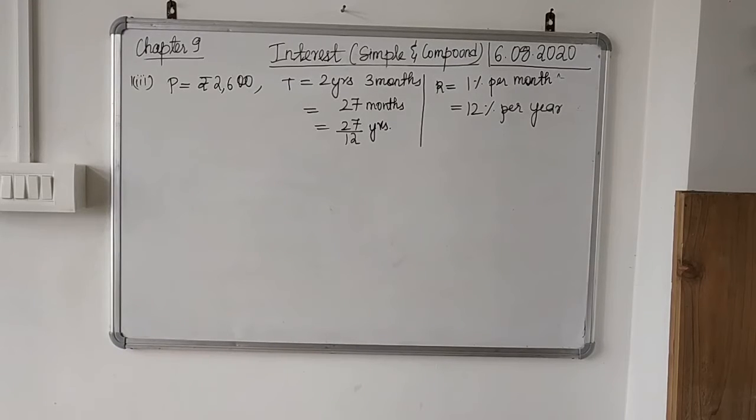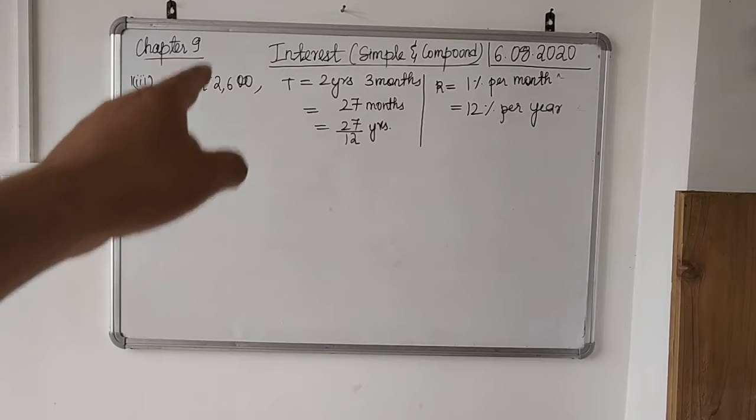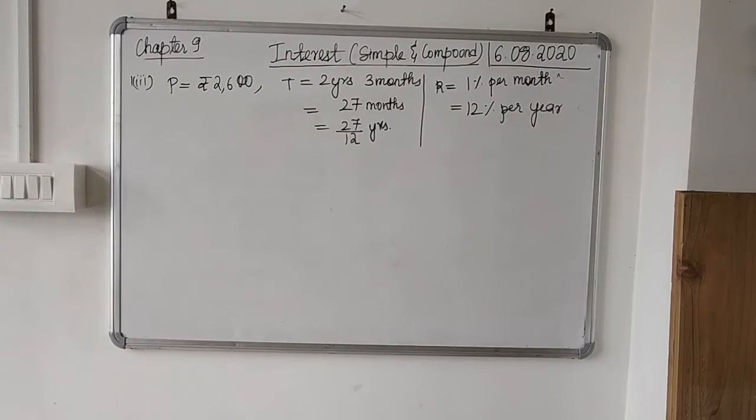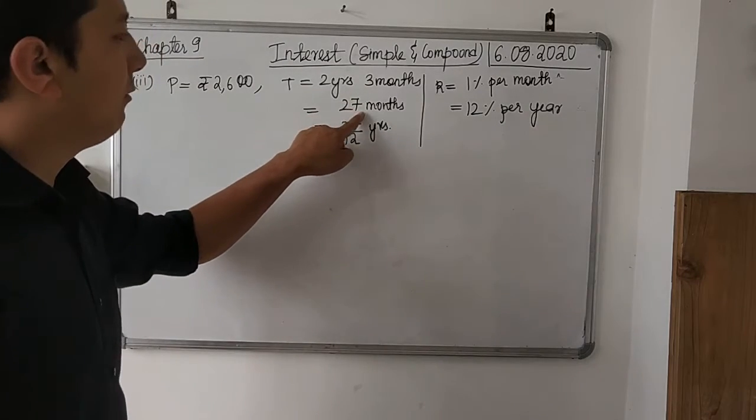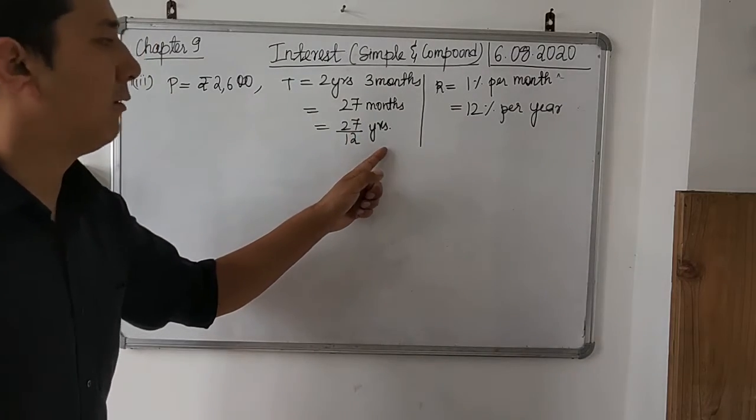Alright boys, let's move on to question number 1 part 3. The question says, find the interest and amount where principal is 2600, time is 2 years 3 months. So you can see 2 years 3 months means 27 months. And 27 months, how to convert in year? Just divide it by 12.